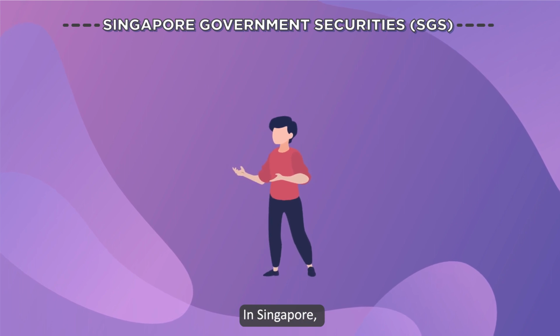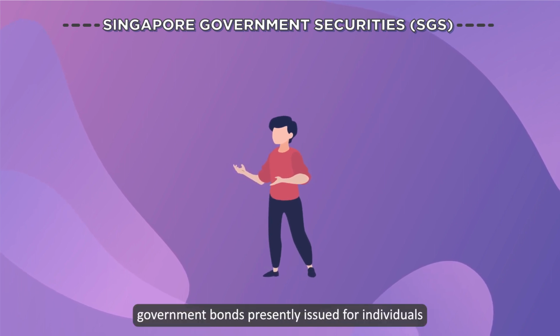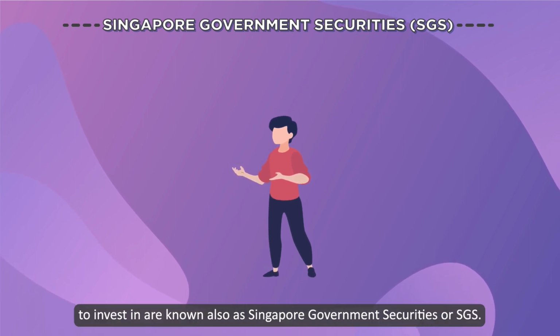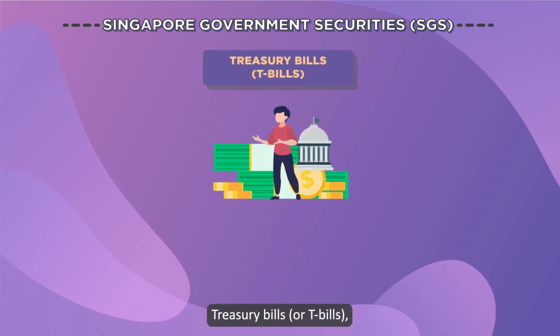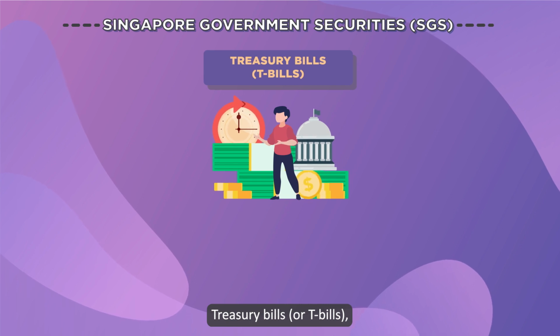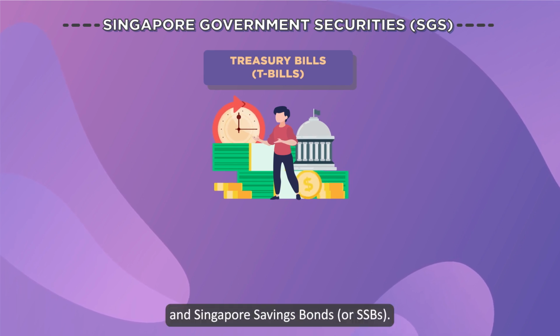Singapore Government Securities, SGS. In Singapore, government bonds presently issued for individuals to invest in are also known as Singapore Government Securities or SGS. These fall into three categories: Treasury bills or T-bills, SGS bonds, and Singapore Savings Bonds or SSBs.